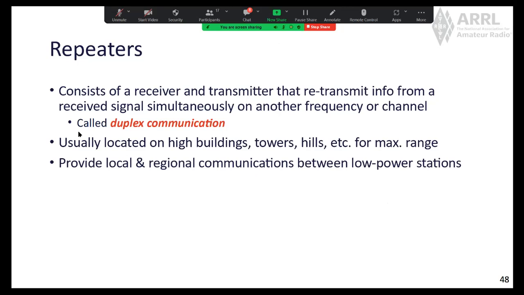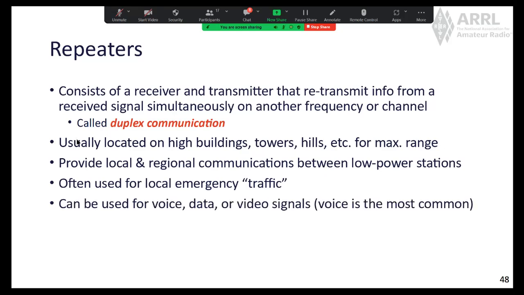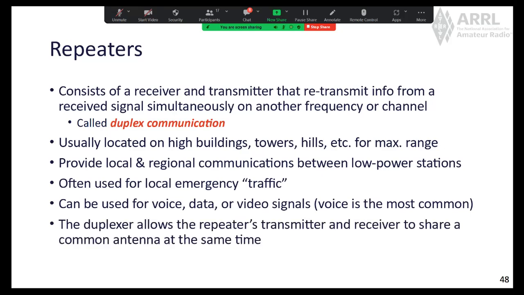Provide local and regional communication between low power stations. Often used for local emergency traffic. Can be used for voice, data, video signals, and voice is the most common. The duplexer allows the repeater's transmitter and receiver to share an antenna at the same time.